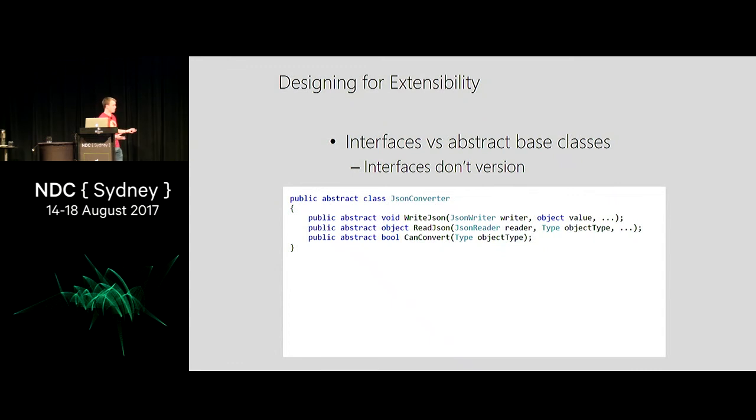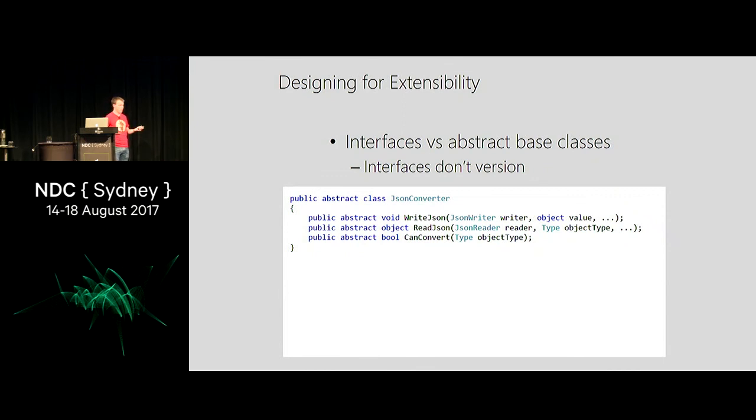So something which I chose to have as an abstract base class in JSON.NET is JSON Converter. JSON Converter is probably the most popular way that people use to extend JSON.NET. And I needed to add the ability to have a JSON Converter that was only used for reading JSON and a JSON Converter that was only used for writing JSON.